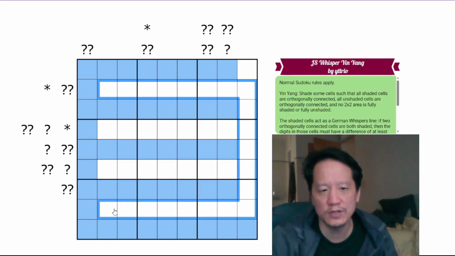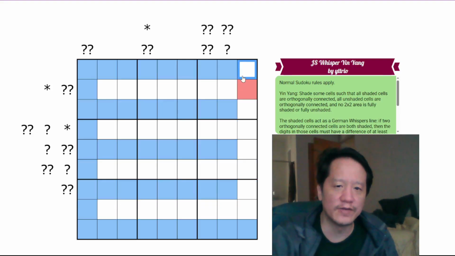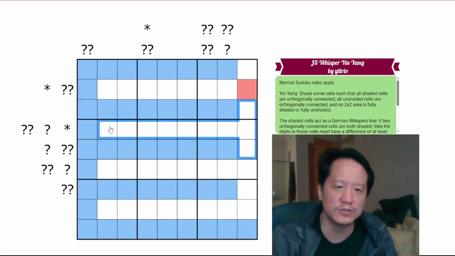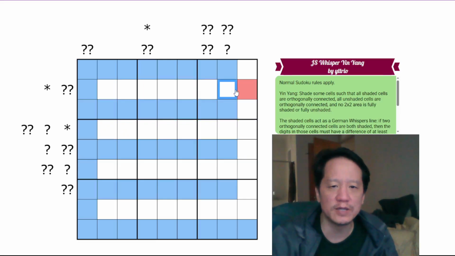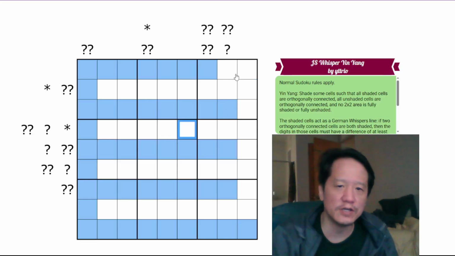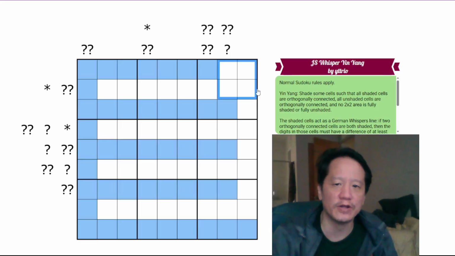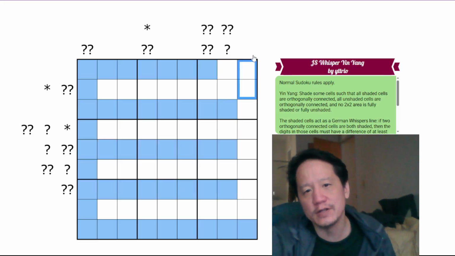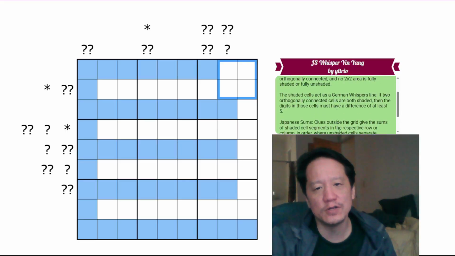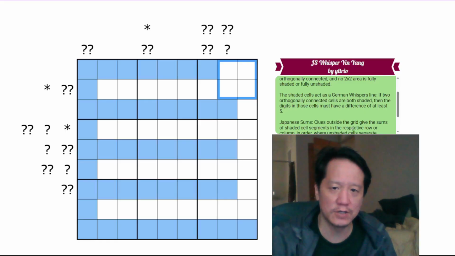You can get from here to here just by going down this path of going through edges, all while staying within the region. This is not a valid shading because to get from any of these cells now to any of the unshaded cells, you cannot reach there except by going through a corner or going through a shaded region, which is not allowed. And this would not be a valid yin-yang because this 2x2 area is fully unshaded. And those are examples of how yin-yang could work.